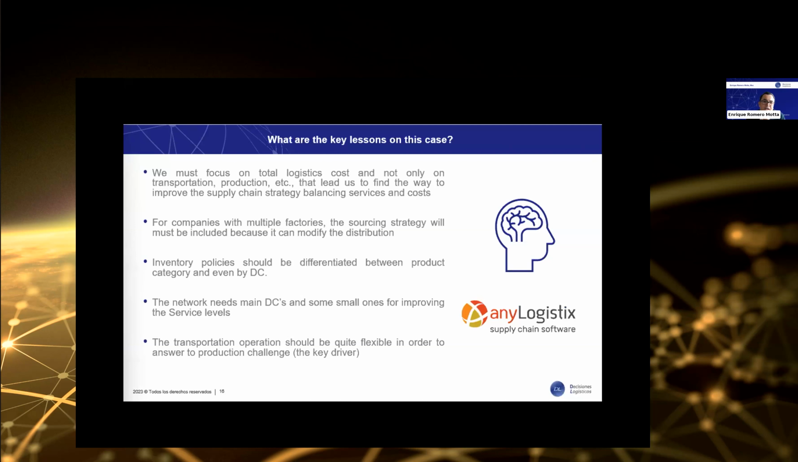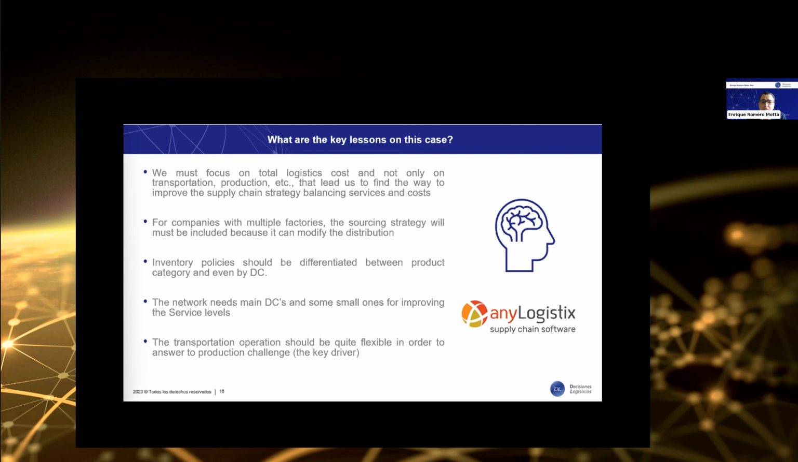Okay, for companies with multiple factories, sourcing strategy must be included. Another key lesson learned from that business case. At the very beginning, this project defined the scope from factories to end consumers. But at the end, with all the numbers, with all the analysis we did, we noticed that, and we recommended, including always, if you are managing, let's say, a project with multiple factories, the sourcing strategy. That will lead you to change completely the supply chain network configuration. So we highly recommend to take into account that, to consider this, in projects like this.